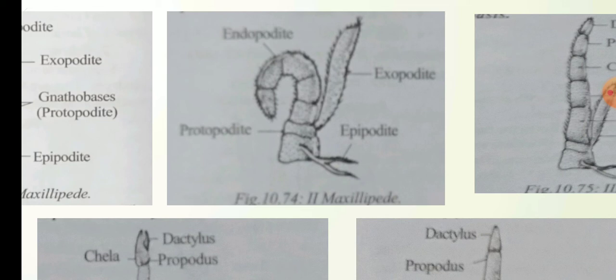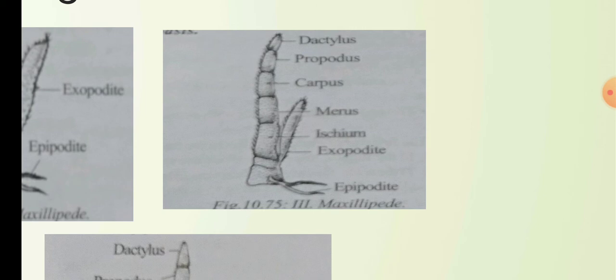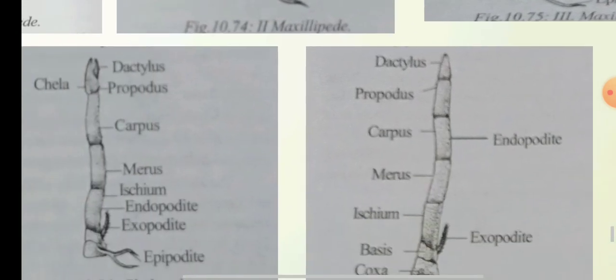It has an epipodite which is Y-shaped, and they are used for feeding and also for respiration. The next one is maxillipede 3. It forms the third thoracic appendage, biramous. The protopodite is made up of coxa and basis, whereas the endopodite is formed of 5 segments, followed by the unsegmented exopodite, and the epipodite is Y-shaped, and the function of this epipodite is feeding and respiration.